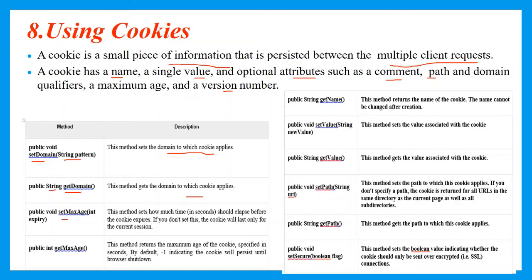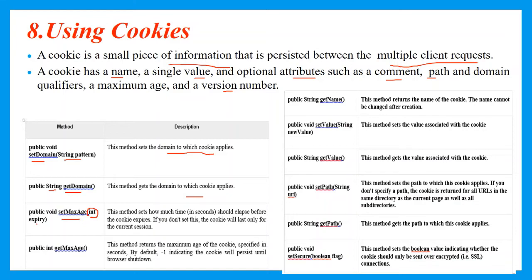setMaxAge(int expiry) takes one argument, the expiry in seconds. This method is used to set how much time should pass before the cookie expires. The setMaxAge assigns a specific time limit to the cookie, so that the cookie is not going to expire until the time is over, and the time can be specified in the form of milliseconds. If it is not set, then the cookie will last only for the current session.